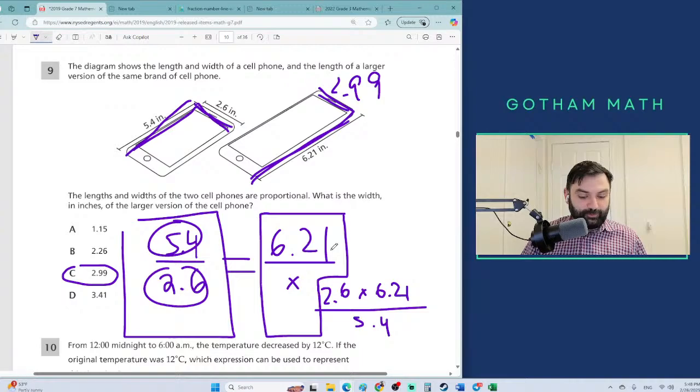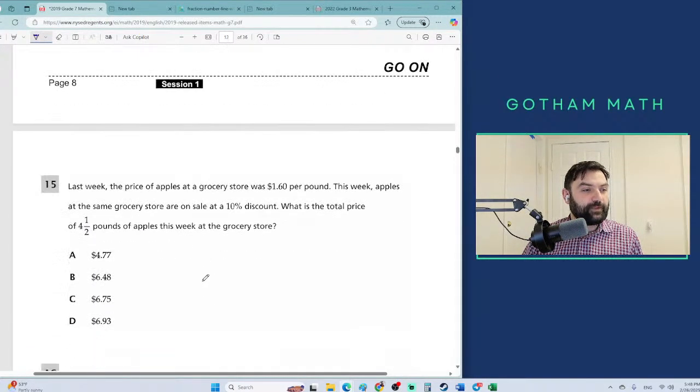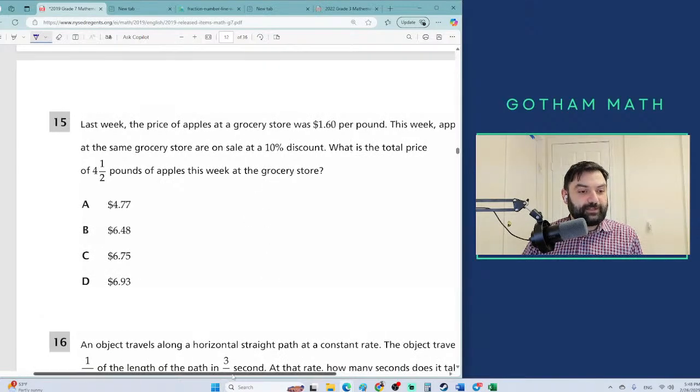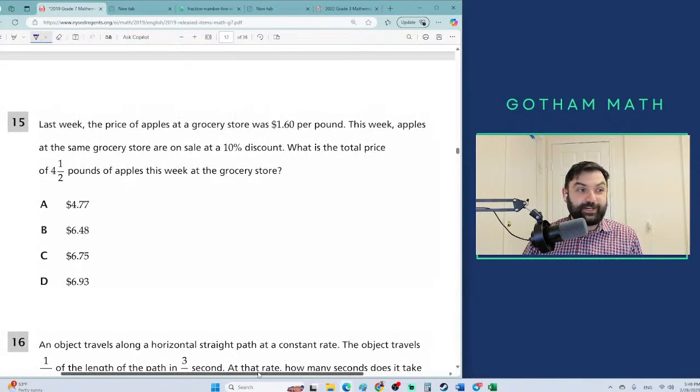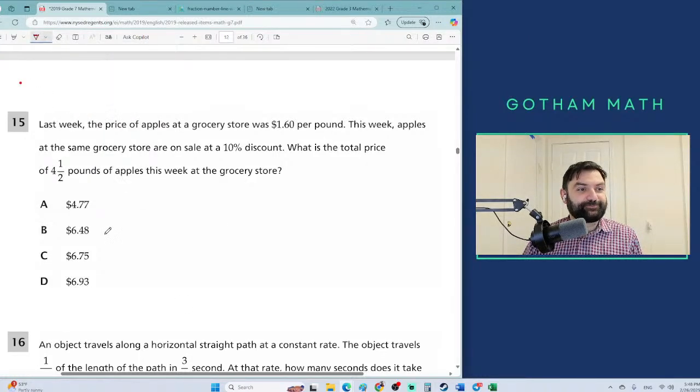Moving on. What do we have? We have 10 is good, and we're moving into number 15. This is the question. Okay, there's going to be some discounts, some percentages, fractions, the whole shebang. Let's go. Let's do it with red. Aggressively.